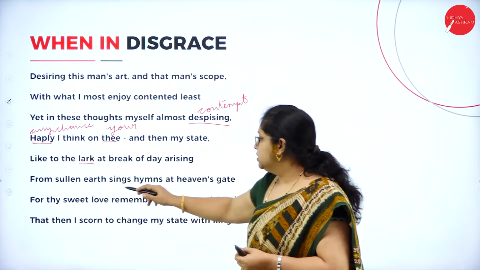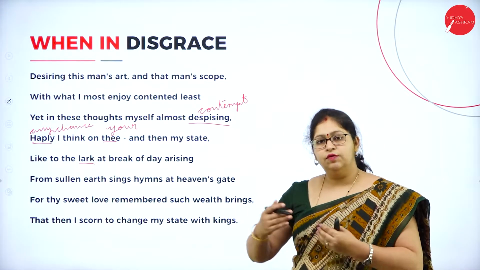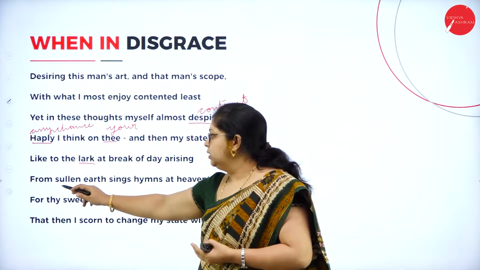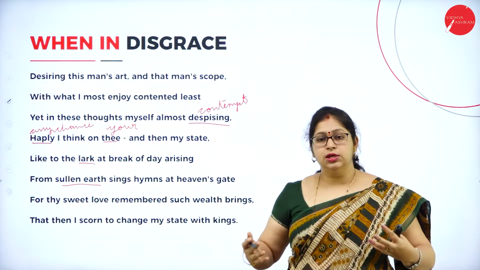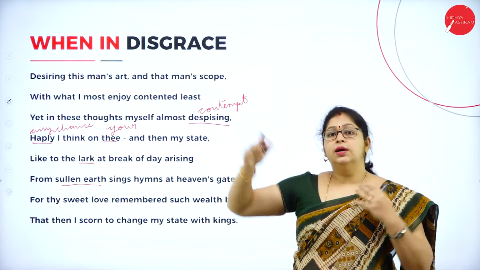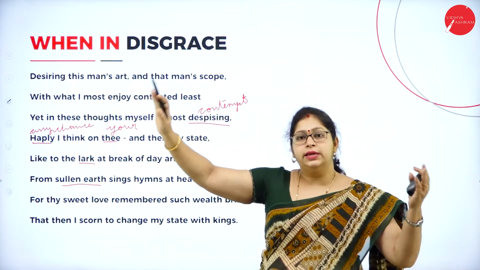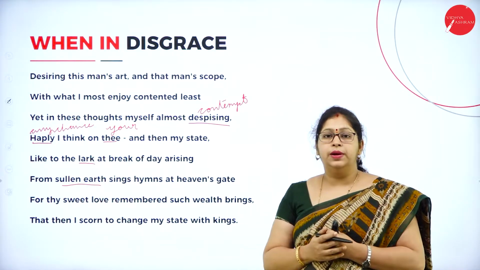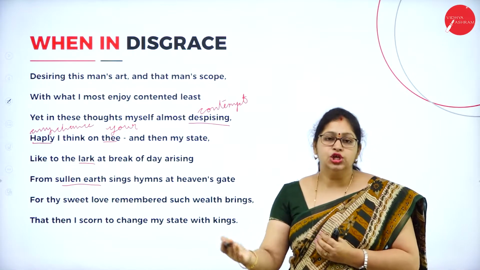From sullen earth sings hymns at heaven's gate. So how is the bird singing? From the ground, from the sullen earth, from the bad-tempered place to the sky. It is flying and it is singing to the pearly gate. So where it can be happy, where the gates of heaven are opened. So it is flying and singing its song. I wish to be like that.